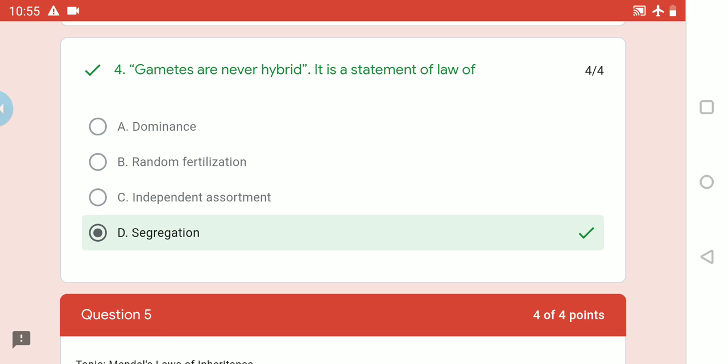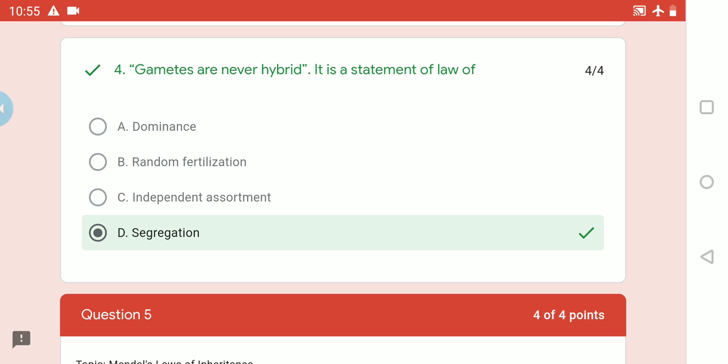Gametes are never hybrid. That means when the alleles for the two contrasting characters are brought together in the F1 generation, they separate or segregate in the F2 generation during the formation of gametes.